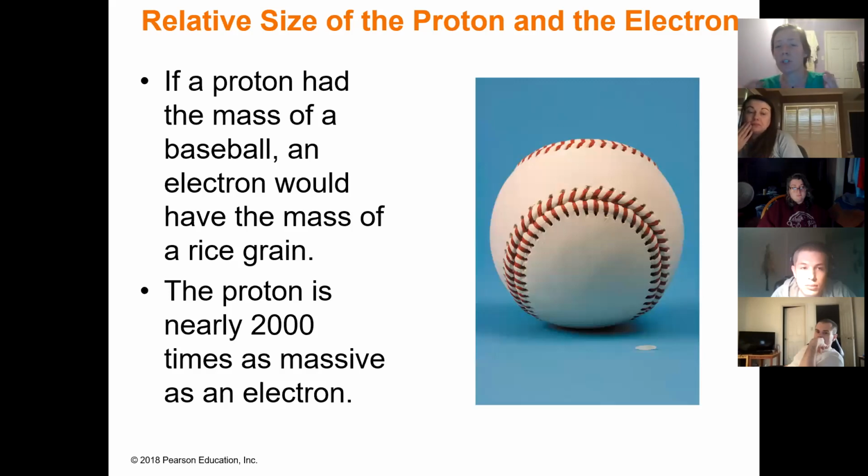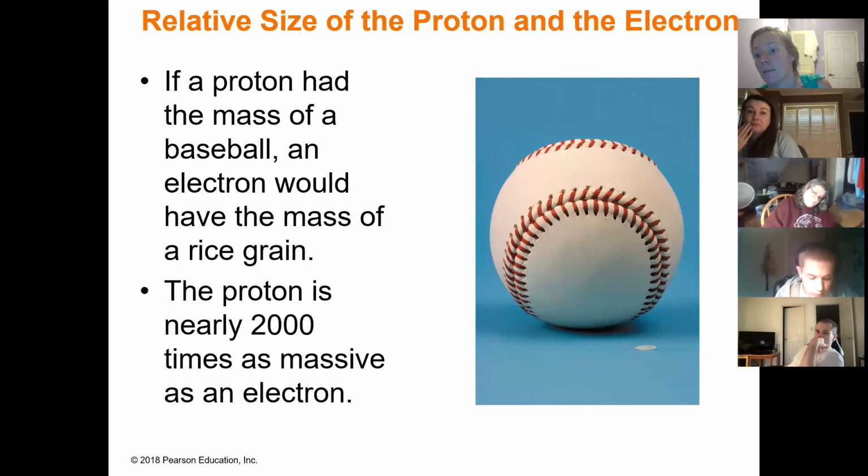As far as the proportionality of size of a proton to an electron, you can think of a proton as a baseball and an electron as a grain of rice. There's about a 2,000 time difference. So the electron, I mean, it has a little bit of mass. It's not that it doesn't have mass, but it's just so negligible in most of our calculations that we kind of ignore it.